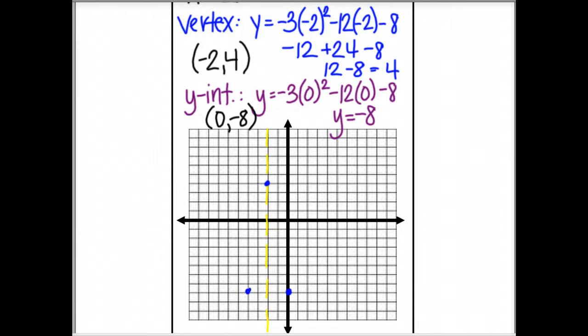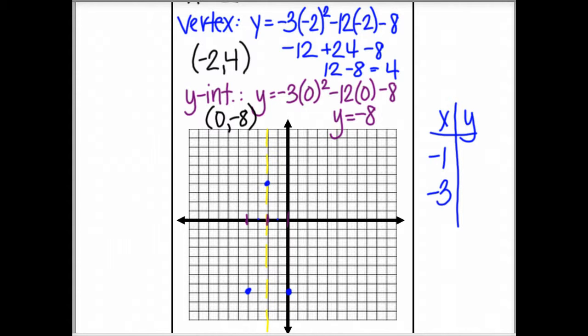Mirror that point across, and then I have to choose points between the axis of symmetry and my two outer points. So that means when I make my t-table, I'm going to choose -1 and -3.